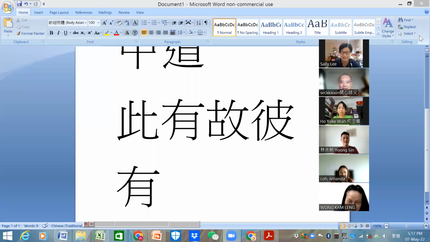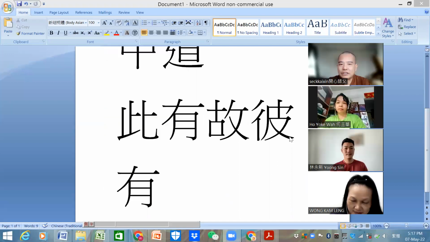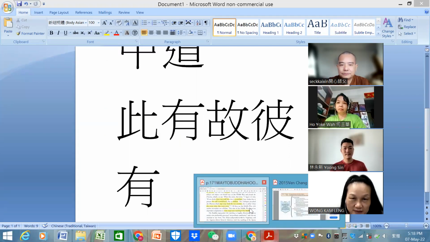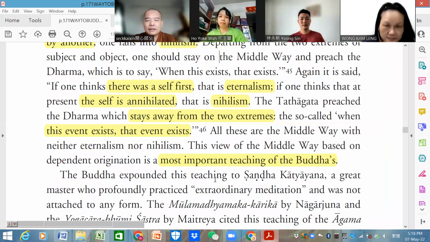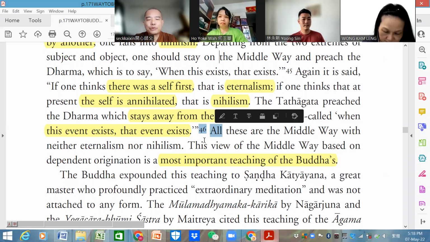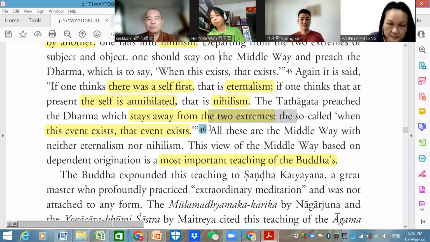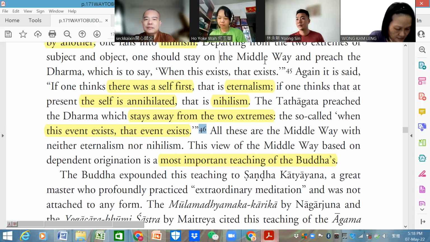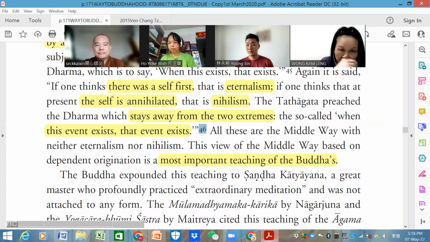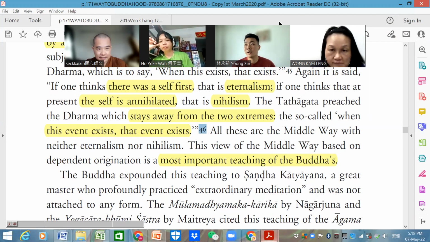Okay, let's keep going. Have a look. Okay, finished. I'll write down these few words. Okay, class, can you check again for me? The reference number 46. It is from the Agama. SA32, Samyukta Agama. Okay, Samyukta Agama.